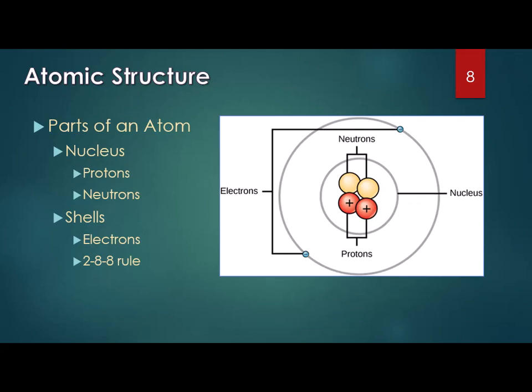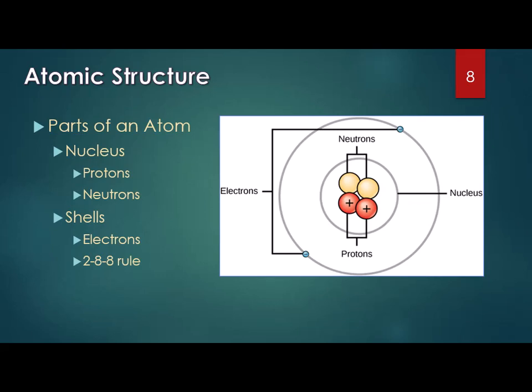but they zoom around in these shells basically with a certain number. The first shell around the nucleus can only hold up to 2 electrons. There can be none, 1, or 2, but as soon as you have 3 electrons, that third one's got to go to the next shell. The second shell can have up to 8. It can have 1, 2, 3, 4, 5, 6, 7, or 8, but it can't have more than 8.